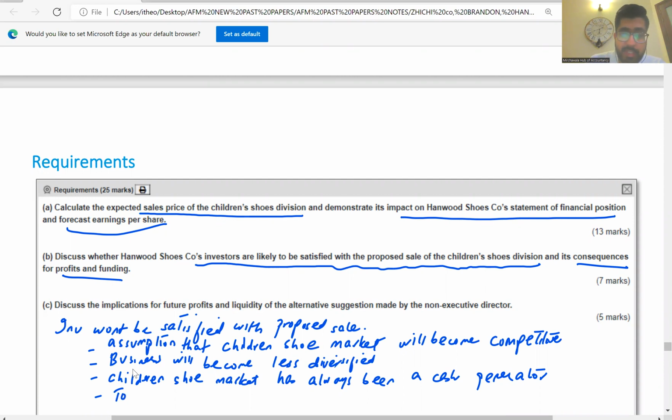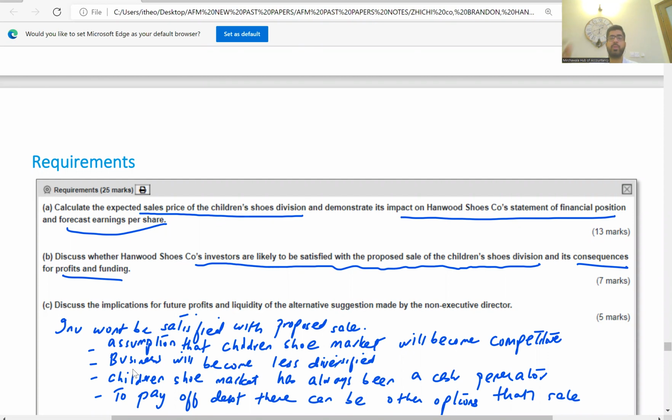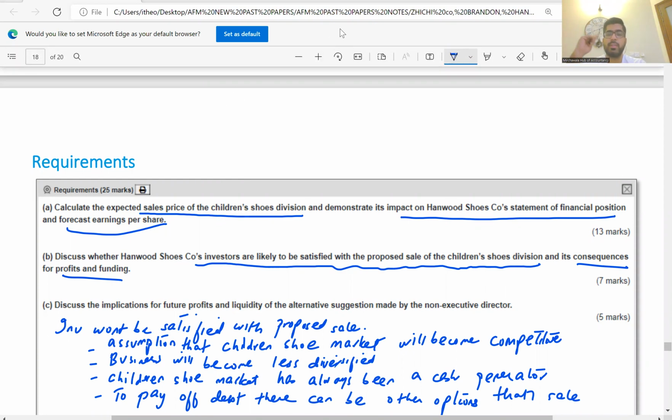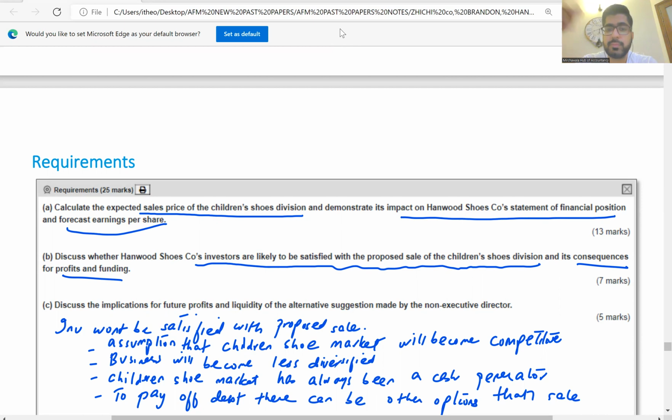They won't be satisfied because they might wonder, to pay off debt, there can be other options than sale, like raising more equity. It reduces gearing, generates cash, you can pay off debt. Okay. Or you can sell some assets, rather than selling the business, sell the assets, generate cash to pay off the loans.